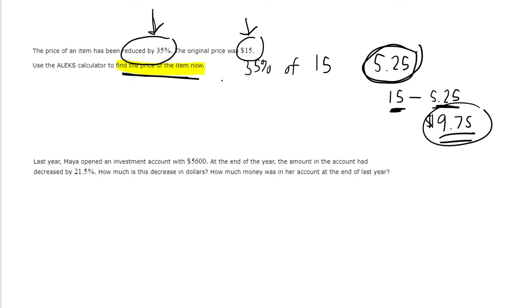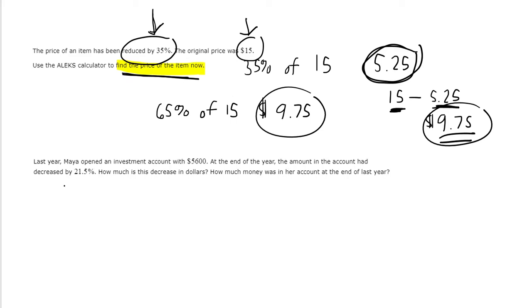Another way you could do it is if the price of an item has been reduced by 35%, that means you are going to pay 65%. That's what the final price will be. The final price will be 65% of 15. So if I do 0.65 times 15, I get 9.75. Either way, you come up with the same answer.